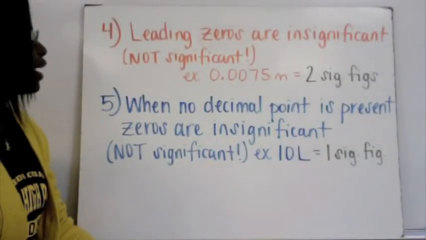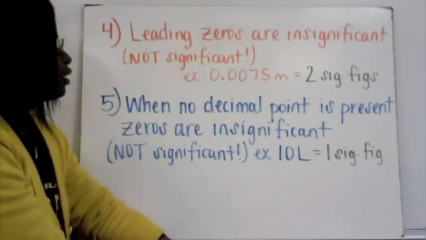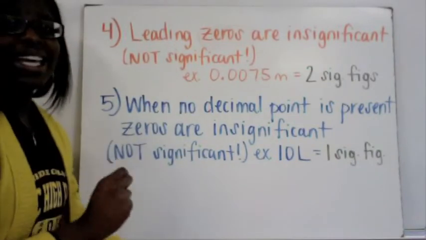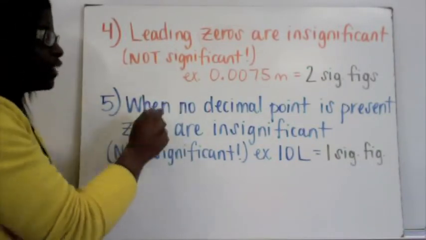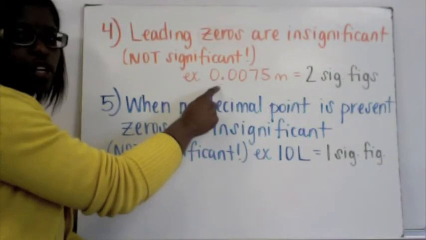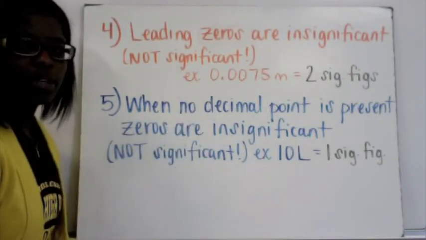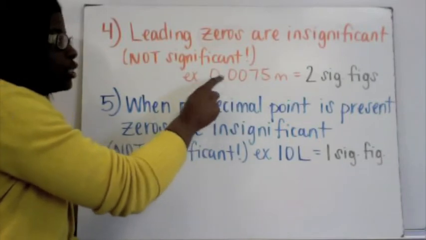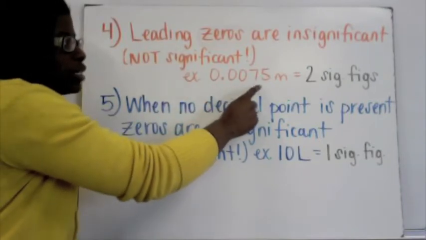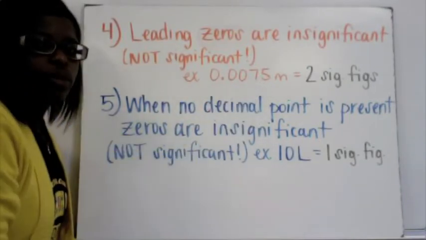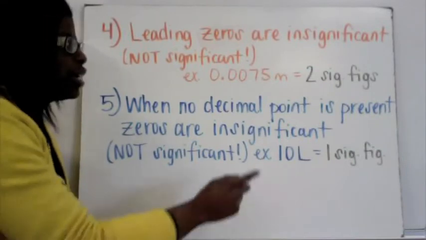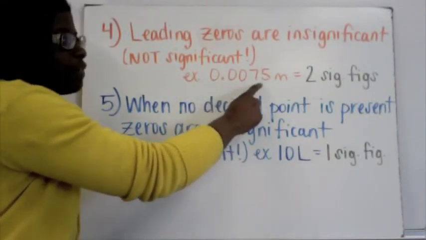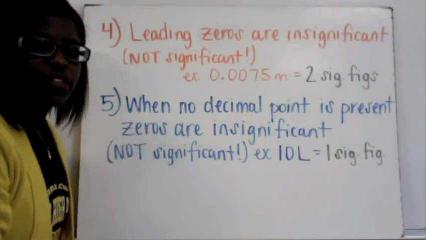In rule number 4, we have leading zeros are insignificant, which means not significant. In the example here, we have 0.0075 meters. You have all of these zeros, which are considered leading zeros. Therefore, the 7 and the 5, which are non-zero digits, are the only ones that are significant. So 0.0075 meters only has 2 sig figs.